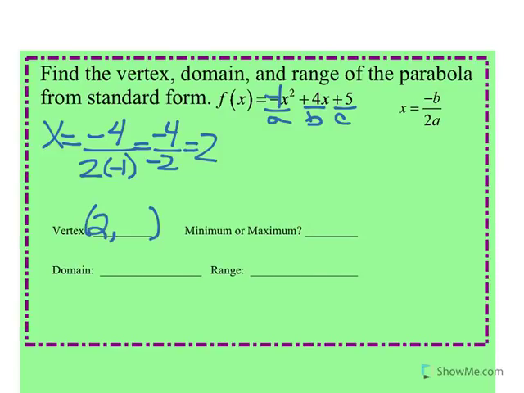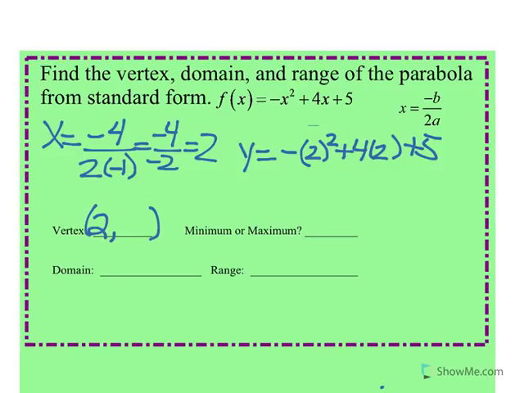Now we need to find that y coordinate. Well, we have a negative 1 times x squared plus 4 times x plus 5. Now pay attention carefully. In the original equation up here, which I'm pointing out in a circle in red, it is a negative with no parentheses. That's negative 1 times x squared.